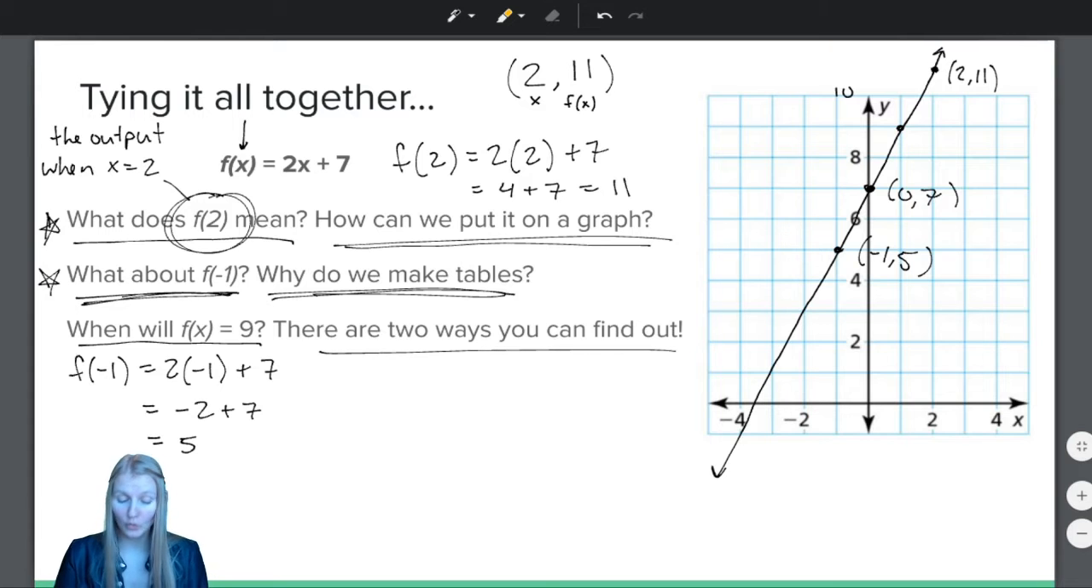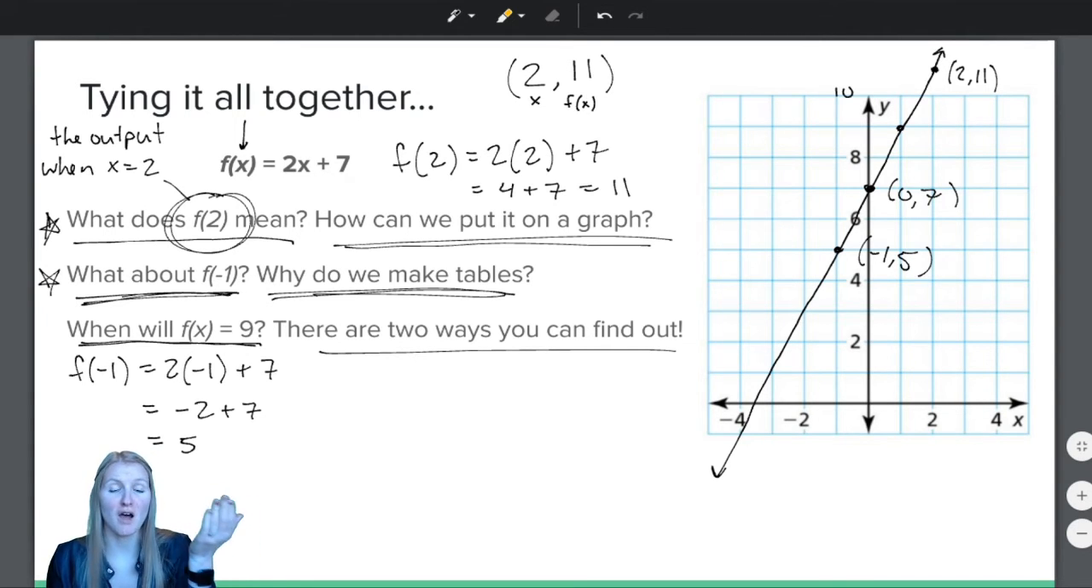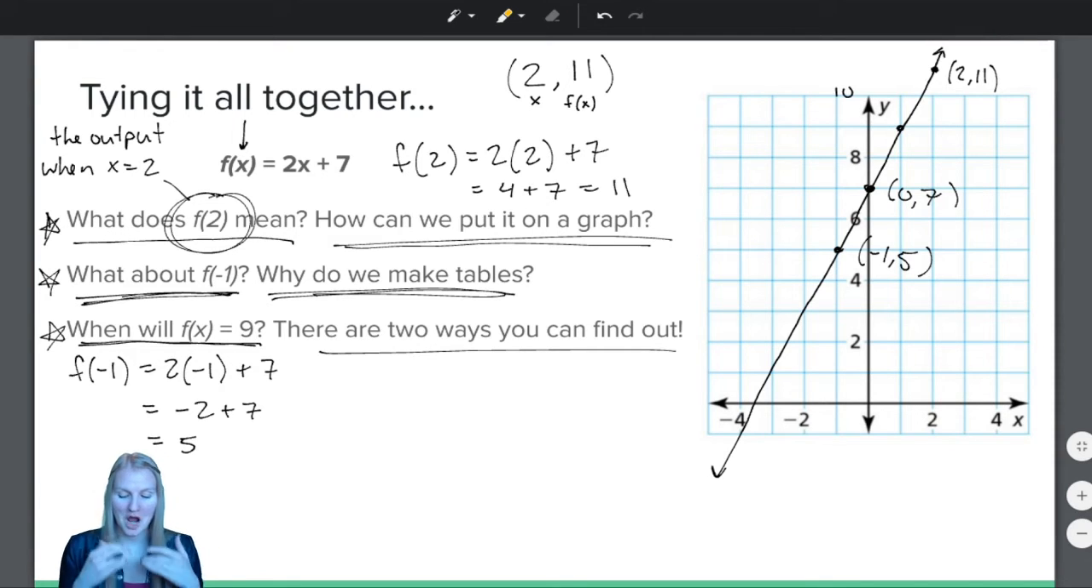And the next question is, when will f of x equal 9? There are 2 ways you can find out. So I want you to pause the video. You know one of the ways. I've shown you one of the ways that you can find out when f of x equals 9. Can you think of the second one? I'm going to give you a hint. It's on the screen right now. Okay, pause the video and try this question in your notes.